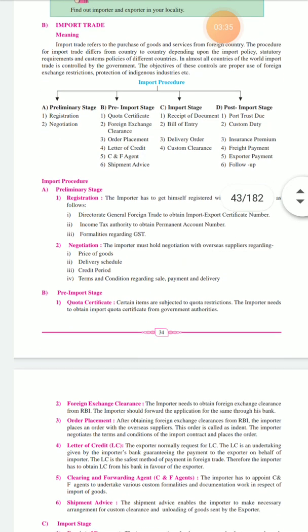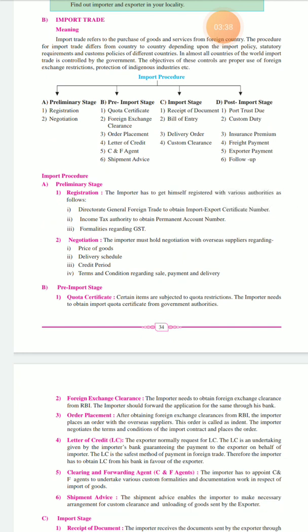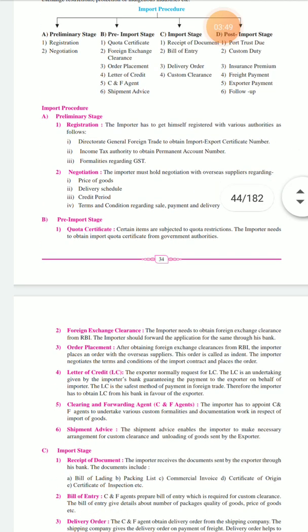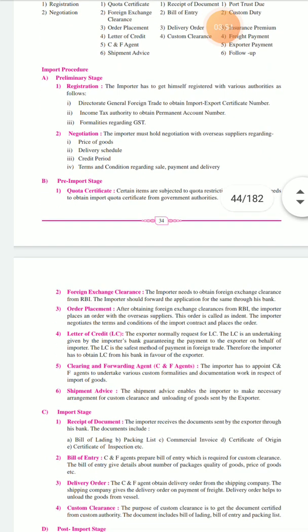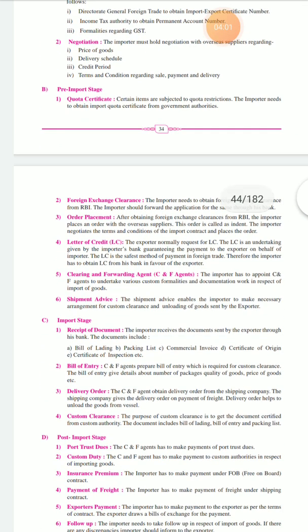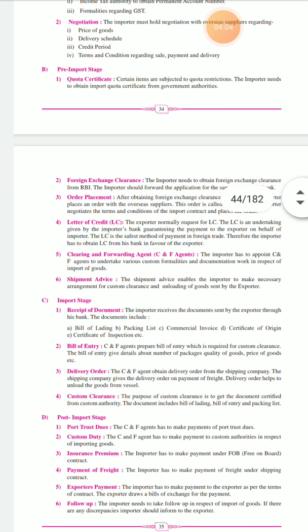What comes in the pre-import stage? Here, before the import is sent on the ship, there are some steps, that is quota certificate, foreign exchange clearance, order placement, letter of credit, clearing and forwarding agent, shipment advice. So these are the steps of the pre-import stage. After that is the import stage. In the import stage what do we do? Receipt of documents, bill of entry, delivery order, customs clearance. So these are the steps of the import stage.